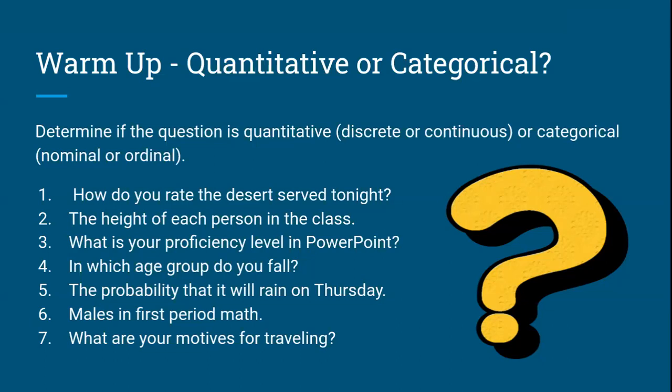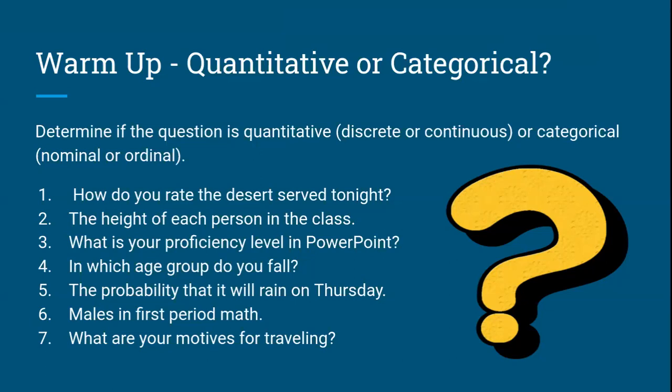Remember, they said, what are your motives for traveling? So they're asking you, why are you traveling? And it is categorical and it is nominal because this group of people are traveling for business. This group of people are traveling for pleasure. This group for family. This group for education. Okay?